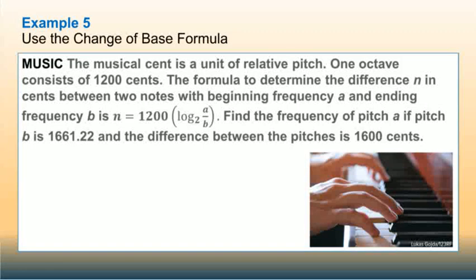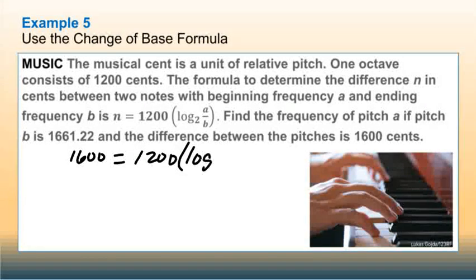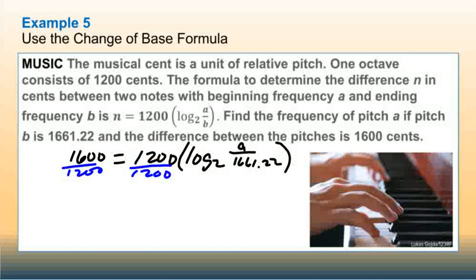N is the difference, so I'm going to put 1600 in for n equals 1200 times log base 2 of, I need to find A, B is 1661.22. So first thing I'm going to do is divide this by 1200. 1600 divided by 1200 gives us 4/3. So I'm going to put 4/3 here equals, now I have log base 2 of, and I'm going to separate those. So this would be log base 2 of A minus log base 2 of 1661.22.